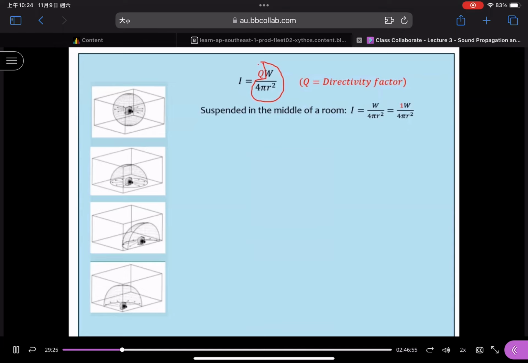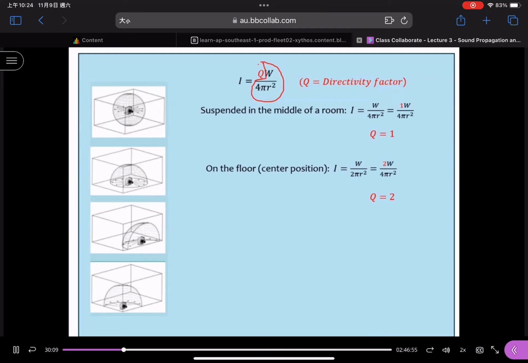For the second case, when we put an acoustic source on the floor, it can radiate sound fields into a hemisphere. The surface area becomes 2 pi r square because the surface area is generated from this hemisphere. When you compare this equation and this equation and make them equal to each other, Q must be equal to 2. So in the second case, the directivity factor must be equal to 2.